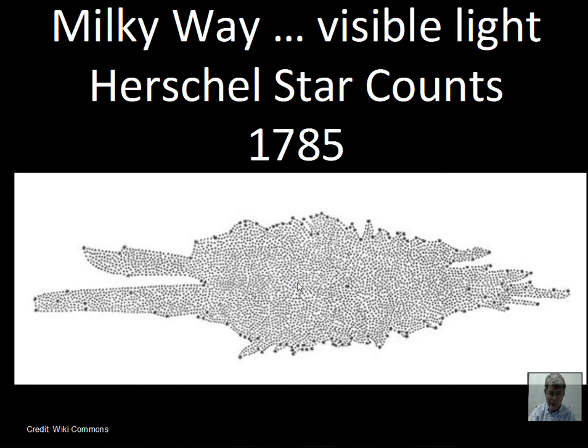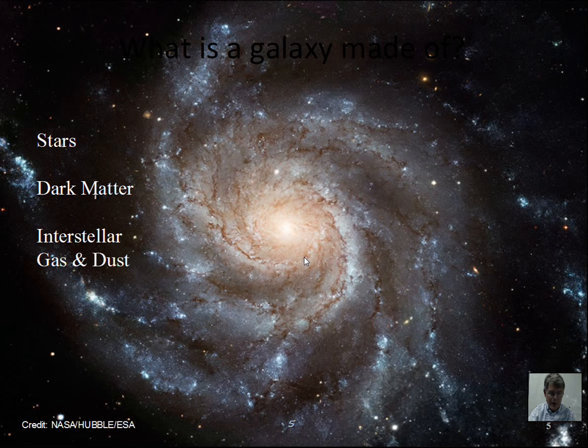So using visible light, just their eyes through a telescope, with no photography existing at this point, they did star counts around the sky, a tedious procedure, but it was accomplished. They came up with a map that you could call our knowledge of our galaxy in 1785.